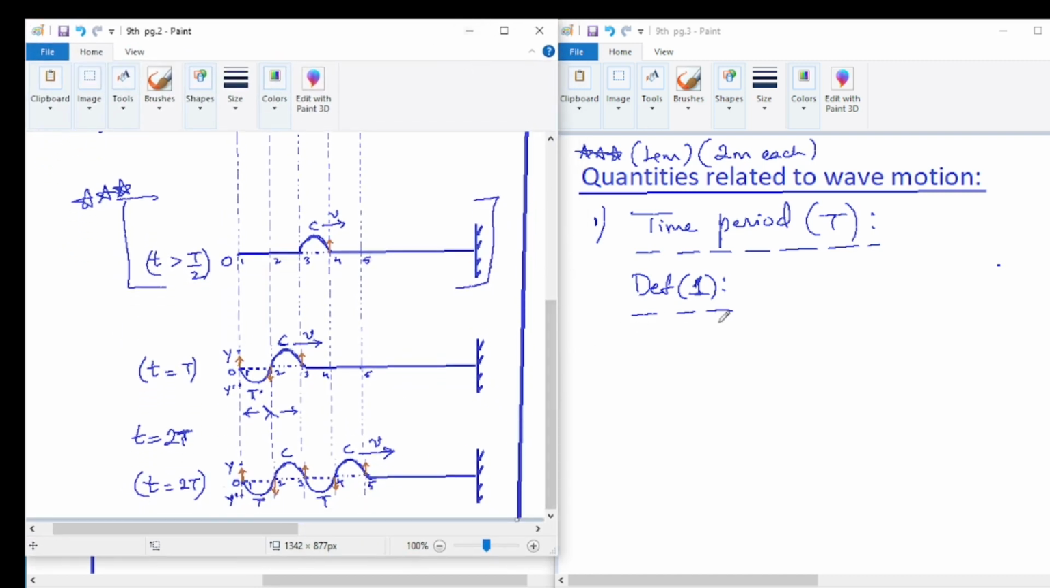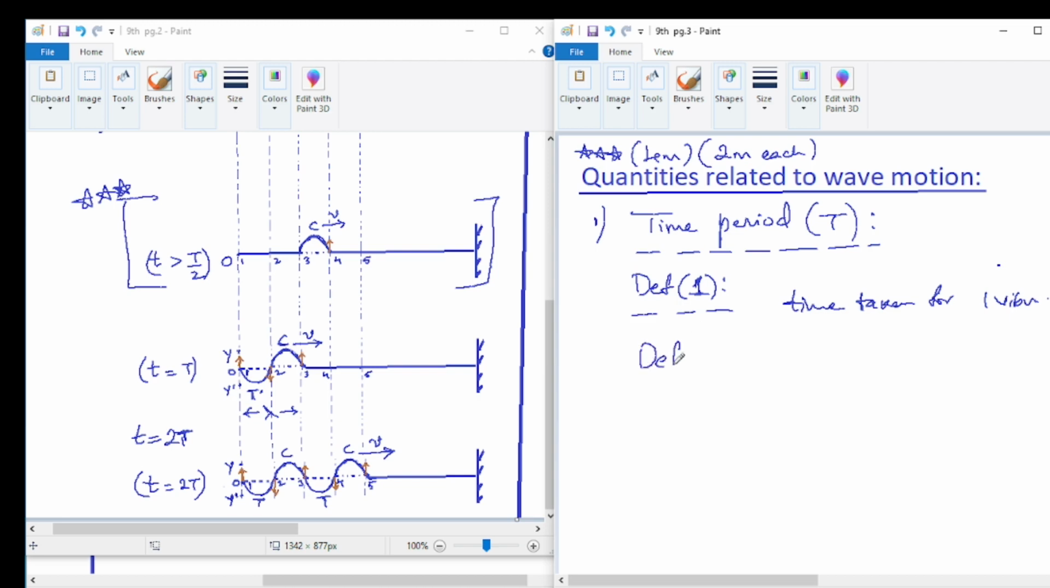Now just observe here the time taken. First definition, already we have seen. What is time period? It is the time taken for one vibration. That's what we have seen in the definition of vibratory motion, that is, in the definition of one vibration or one oscillation. That time taken for one vibration or one oscillation itself is called time period. And what is the second definition? Why is the second definition given? The second definition is given because vibratory motion produces wave motion, as we have seen in the example.